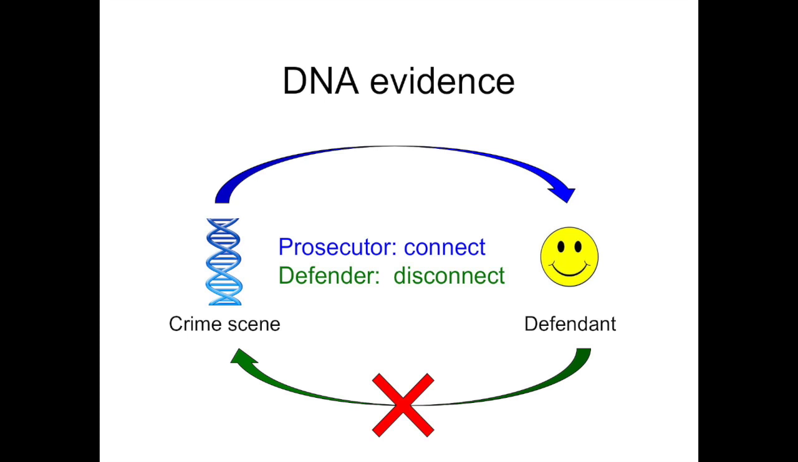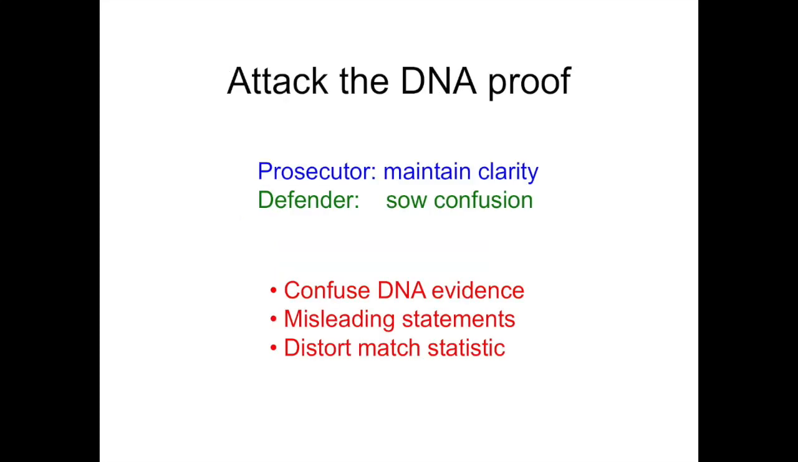Here, the prosecutor wants to connect the crime scene to the defendant, whereas the defender wants to disconnect that association between defendant and crime scene. The defender's approach is to attack the DNA proof. The prosecutor tries to maintain clarity about DNA evidence, whereas the defender tries to sow confusion. One can try to confuse a jury by persuading them that DNA is something that it's not, or introduce misleading statements if a judge allows it. The approach in this talk is distorting the DNA match statistic.